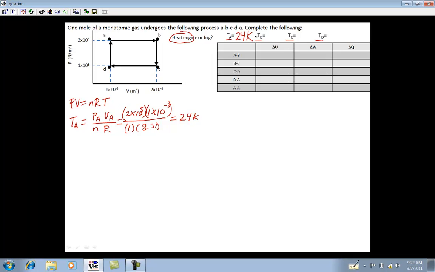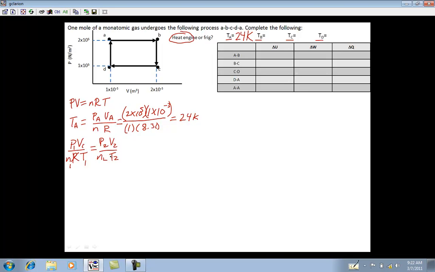Remember, using either this equation or we could use the other version of the equation. Remember where we always write this out, PV over nRT. The R cancels, so we always have P1, V1 over N1, T1 would equal P2, V2 over N2, T2. In this case, when I go from A to B, what cancels out?